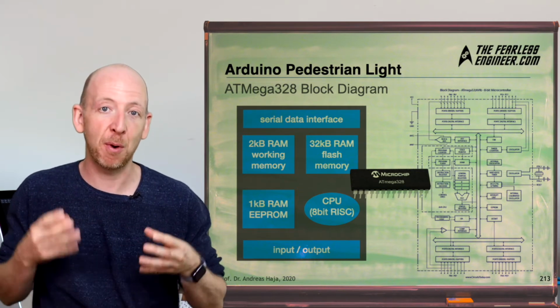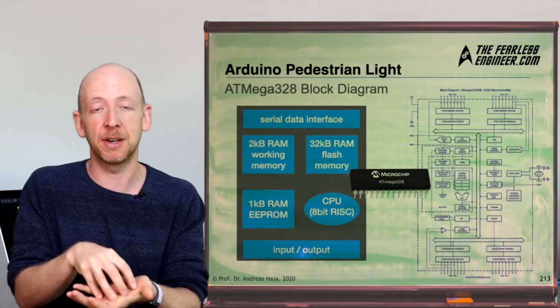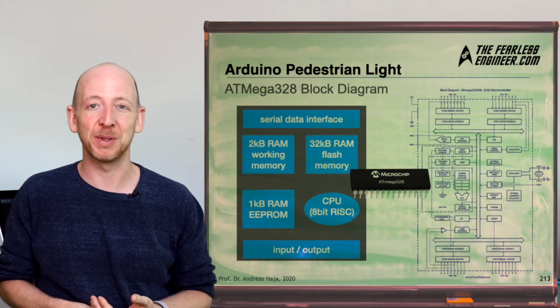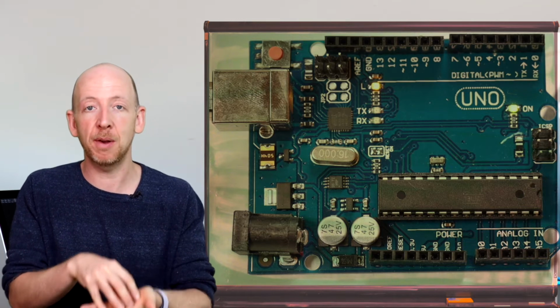So when we say we program the Arduino, what we really do is program the microcontroller on the Arduino board. But before we get to the programming part, let's take a look at some other hardware components first. Now let's start with the power supply. And as I've said before, the Arduino mostly uses a power level of 5 volts.